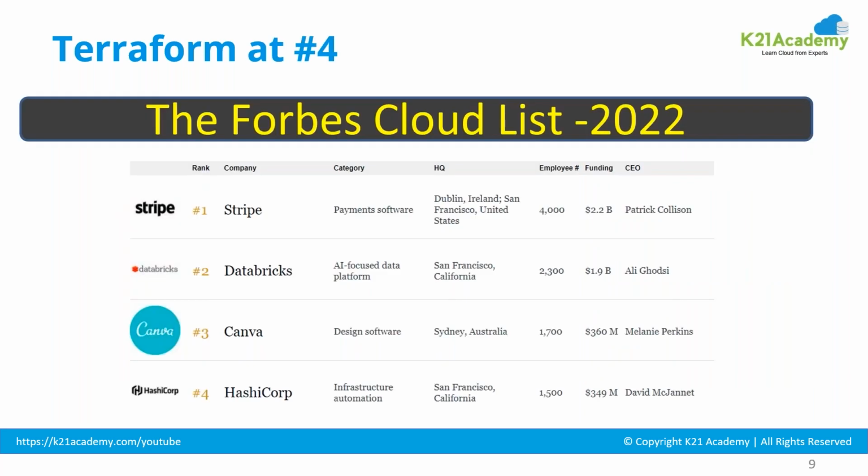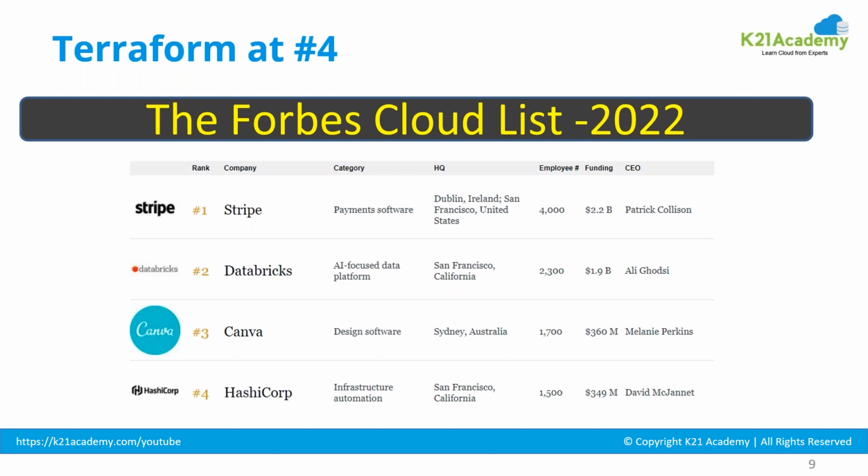This is the Forbes Cloud 100 list of 2022. 2023 is not yet released. If you see this list, HashiCorp is at 4, and this is a global list. In 2014 your Terraform got released, in 2018 it made an entry in the Forbes list at number 32, and now, in 2023, it has come to the top 5, and it is going to grow more.